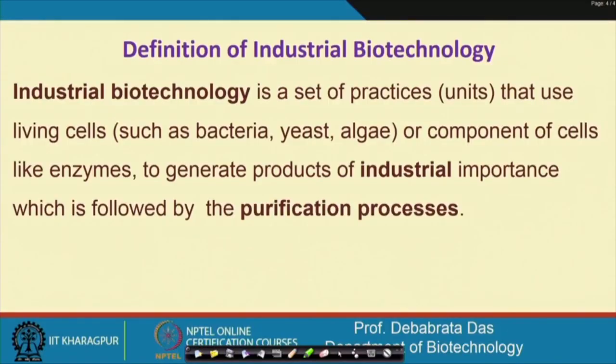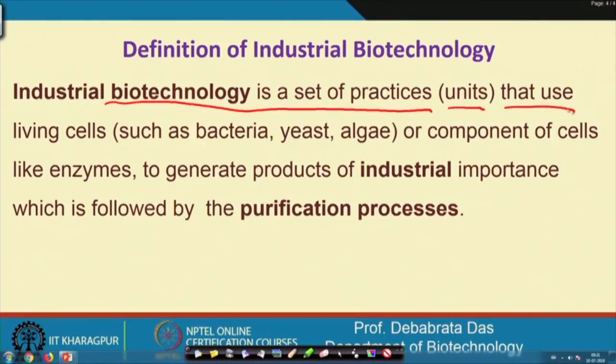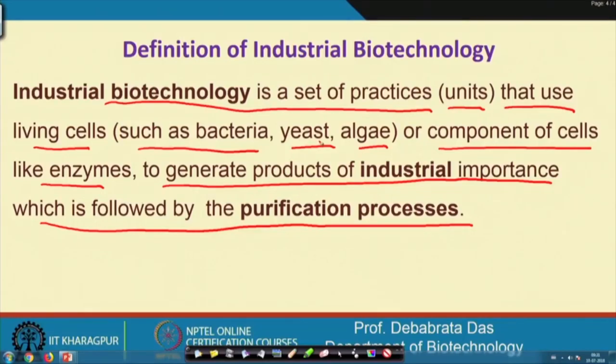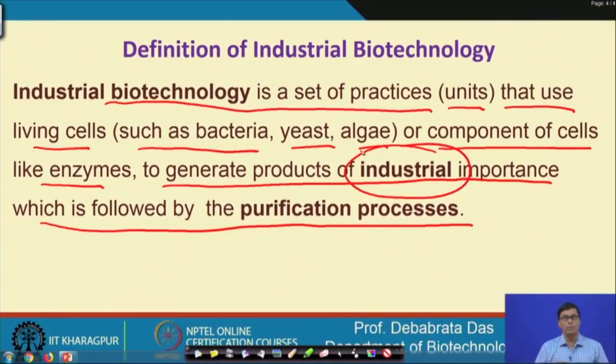Now if you look at this definition, it's like this: industrial biotechnology is a set of practices or units that uses living cells such as bacteria, yeast and algae, or components of cells like enzymes, to generate products of industrial importance, which is followed by the purification process. So what does it mean? It not only comprises living systems like bacteria, yeast and algae, but also it might be a component of the cells like enzymes. The enzyme doesn't have any life. So they generate some product which has industrial importance. And whenever we produce any kind of product, we should know that when you do any kind of marketing of the product, it should always be in the purified form.